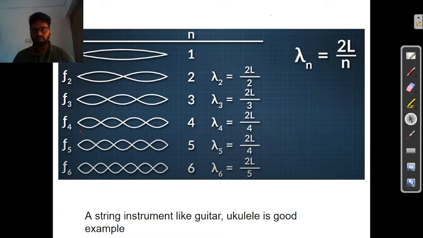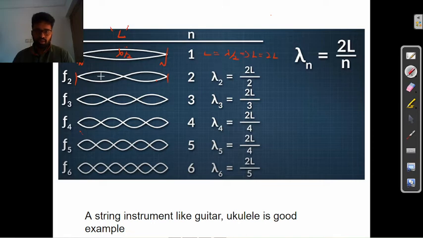So if you observe, these all formed on the same length. So here we are keeping the length constant. So all of these are formed on a wire of length L. And if you remember, the distance between two consecutive nodes is lambda by 2. So here L is equal to lambda by 2. So lambda is equal to 2L. And here this is lambda by 2 plus lambda by 2.